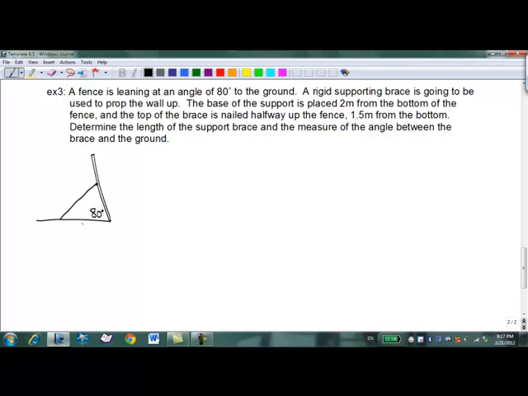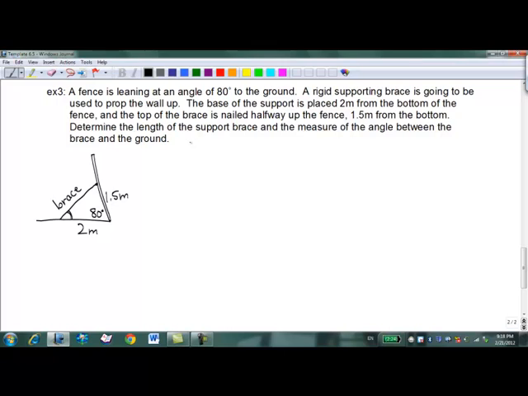It's 2 meters away, and it's 1.5 meters up the fence. So there we go. We have, again, another triangle, 80 degrees, 2 meters, and 1.5. So determine the length of the support brace. Let's maybe call that the brace here. We could call that B if you want, or C, it doesn't really matter. And the angle between the brace and the ground. So we're looking for this angle in there eventually.